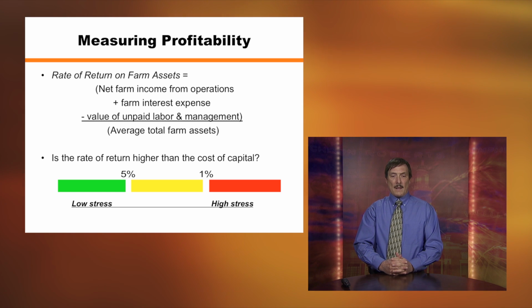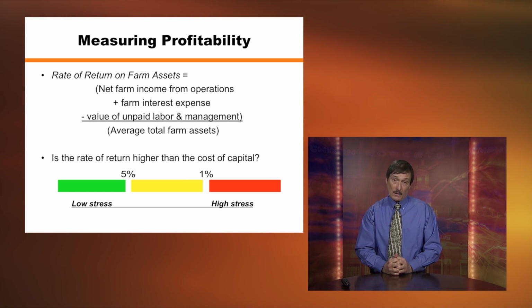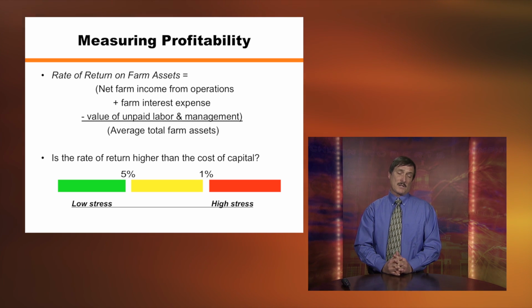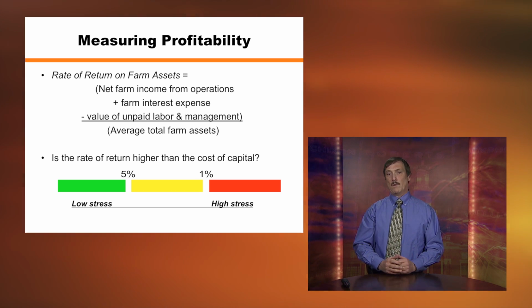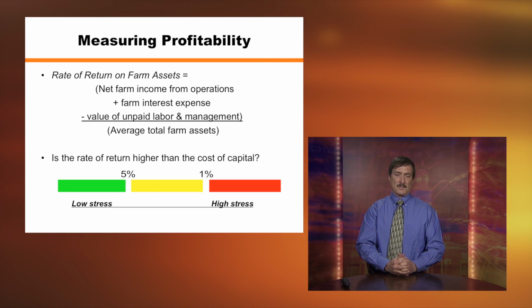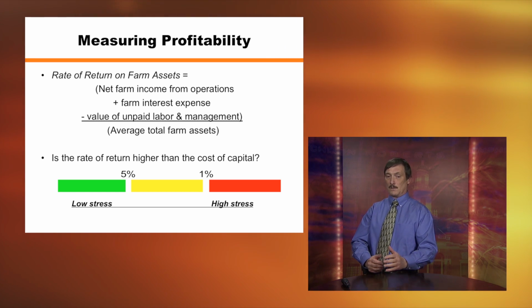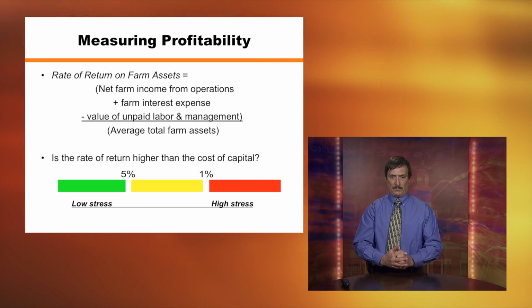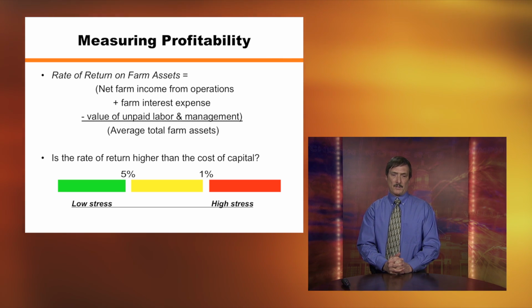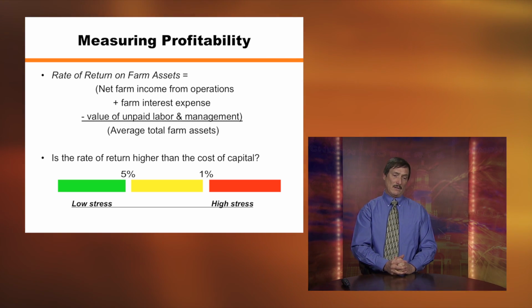So that gives us a measure, rate of return on farm assets. It's a return on investment number. It's a scale independent number. It's a ratio. We can compare return on assets for a small farm versus a large farm, and we're comparing apples to apples. We have some benchmarks here, the way I've outlined that we calculate that.